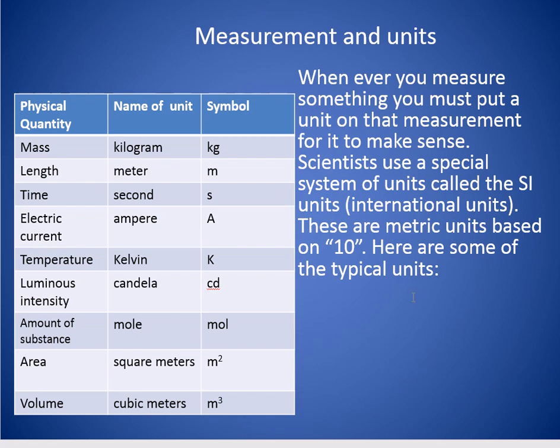And here's a list of the basic quantities for various things. We're going to pretty much be using mass, length, and volume. Those are the 3 things we use most in chemistry. So we'll be talking a little bit about those.